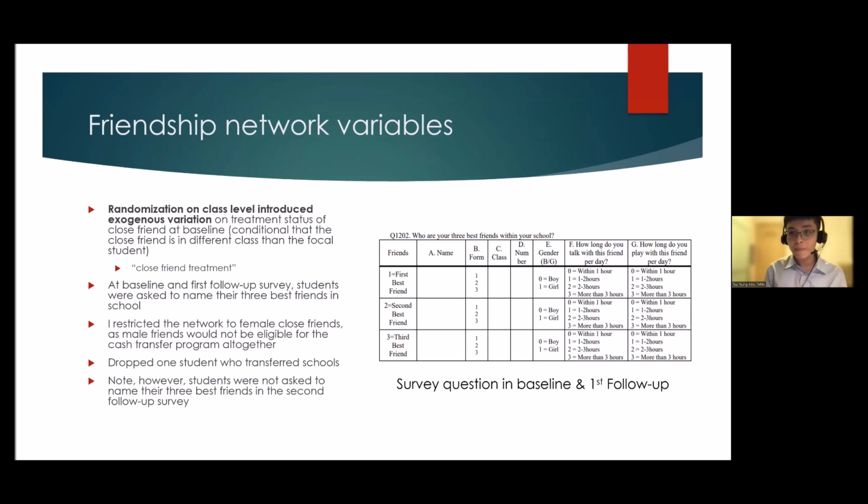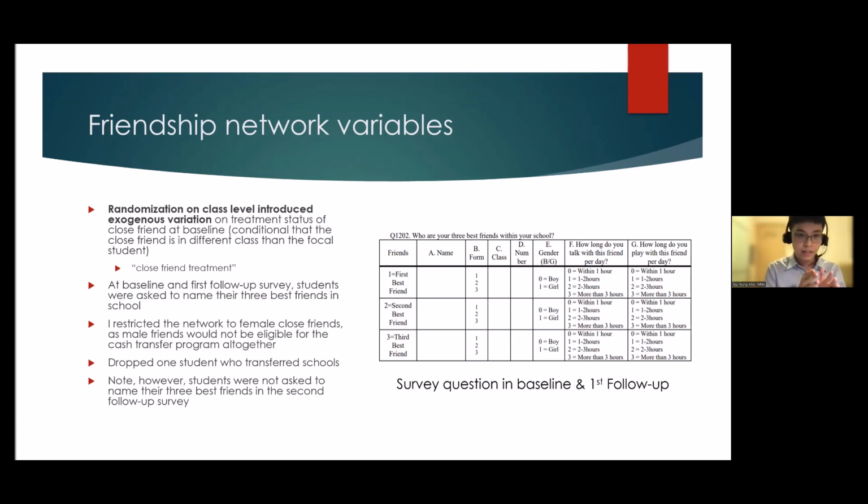In the paper, I argued that randomization at the class level introduced exogenous variation in the treatment status of one's close friend at baseline, conditional on the close friend being in a different baseline class than the focal student. I call this treatment status of my close friend the close friend treatment in the paper. I'll refer to it as the close friend treatment in my presentation as well.